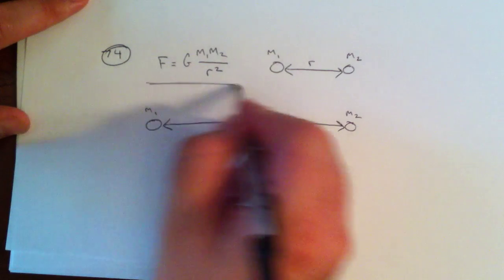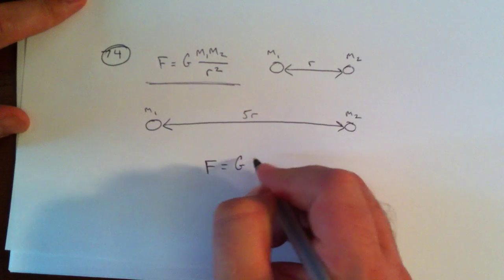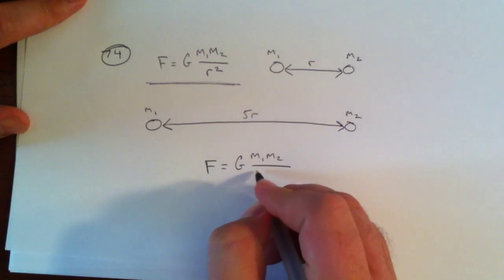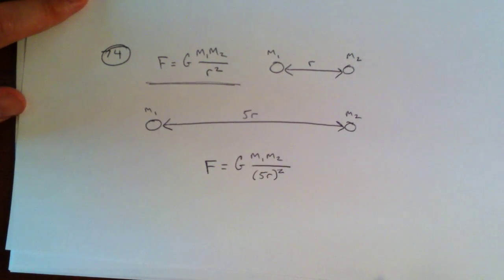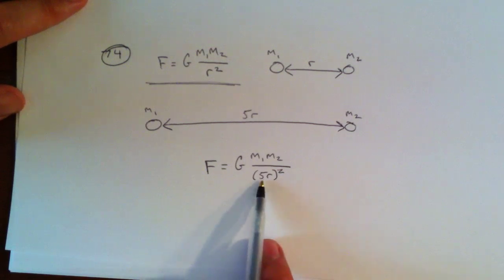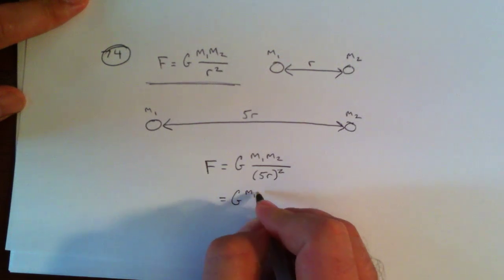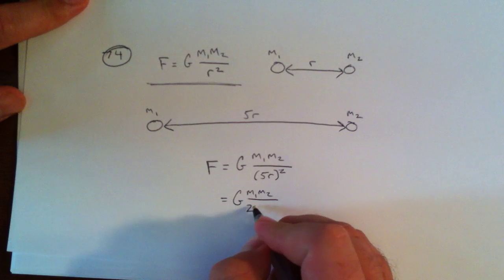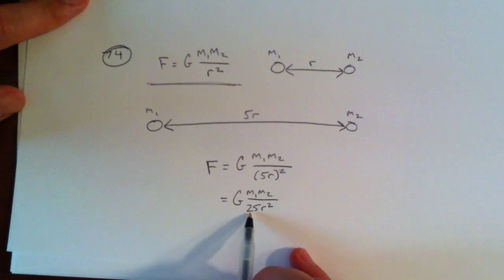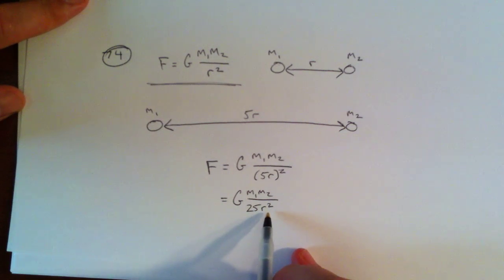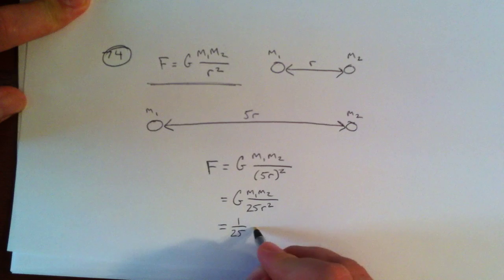So up here, when we use this, the new force in the second case will be M1 M2 over 5r squared, right? Not just r, but 5r squared. Now in this case, you have to take both of these terms squared, okay? So it ends up looking like this, because this is the same as 5 squared times r squared. 5 squared is 25, and then r squared is r squared. And then we can move this 25 out in front. It's in the denominator, so it would be like this.